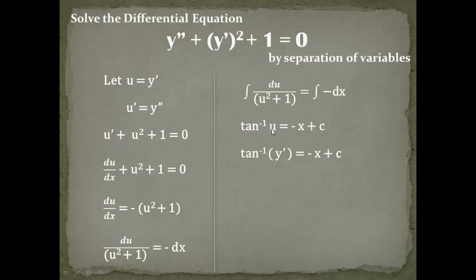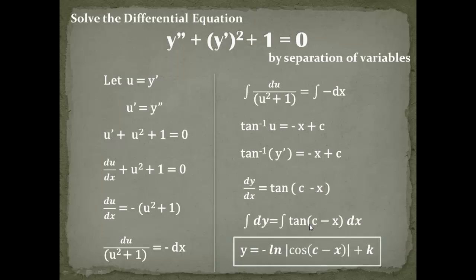Now, u can be written as y prime, so we have here tangent inverse of y prime is equal to negative x plus c. Separating the variables, we have here dy over dx, which is y prime. It is equal to tangent of c minus x. Integrating this equation, we have the integral of dy is equal to the integral of tangent of c minus x dx. Evaluating this equation, we have now our final answer, which is y is equal to negative ln of the absolute value of cosine of c minus x plus k.